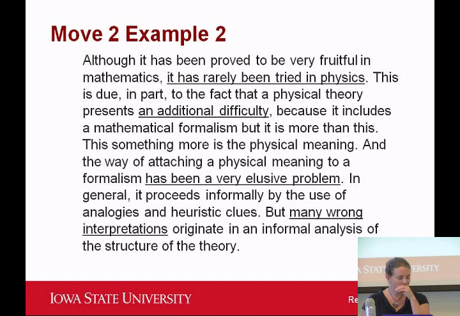Okay. Here's another example from physics. We've got the same sort of limiting language: "Although it has proved to be very fruitful in mathematics, it's rarely been tried in physics." Okay? So there's work and research shown in some field, but not in the field that I'm about to discuss in my paper. There's a hole, a limitation. And we get other words like difficulty, elusive, wrong. All of these help point to the fact that there's a problem and that the author is about to try to propose a solution to that problem.